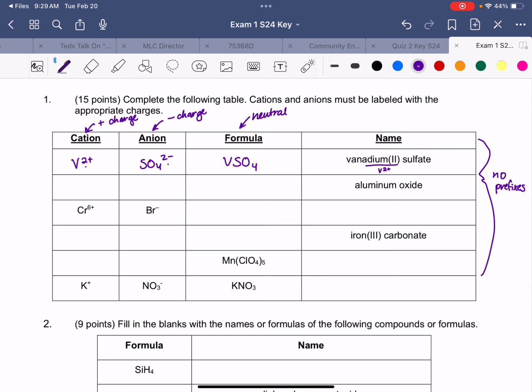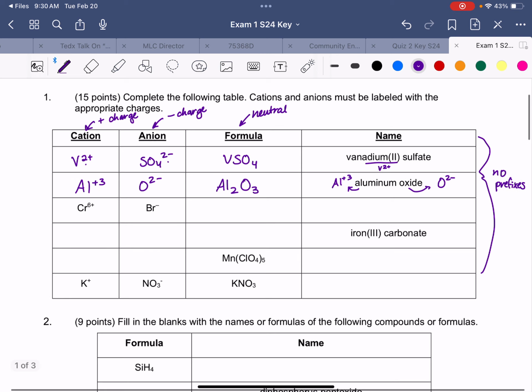Next, we have aluminum oxide. So aluminum is Al, and that has a +3 charge, so we'll put that in the cation column. And oxide is oxygen with a 2- charge. And this is where we use the swapping method so that we know what the formula of the molecule is. So we will get Al2O3, because that way it will be neutral and add up to 0.